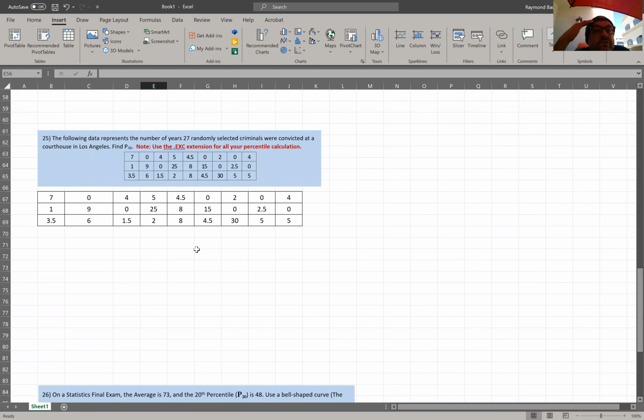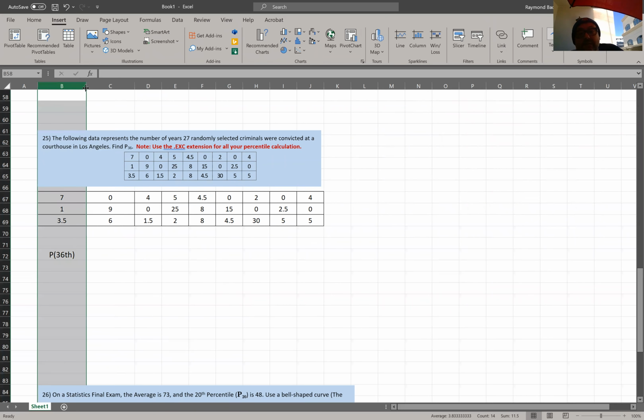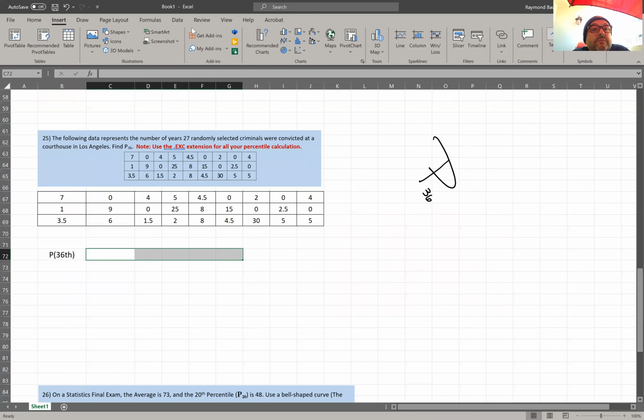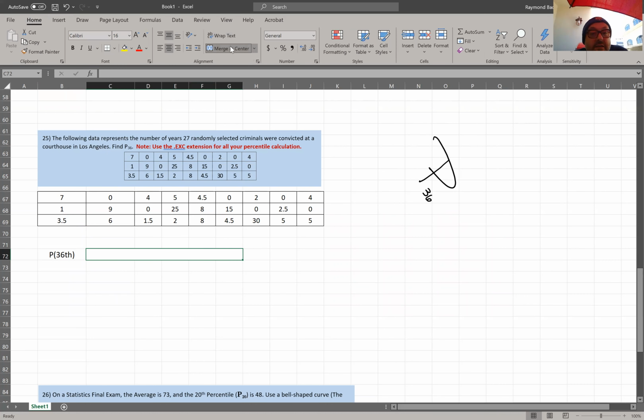Moving on to number 25. They've given me a bunch of numbers here. They're asking me to find the 36th percentile, and to do the EXC calculations. This is pretty simple. Literally, the way you write the 36th percentile mathematically is P subscript 36. That's how you read 36th percentile. How it's calculated is pretty simple.